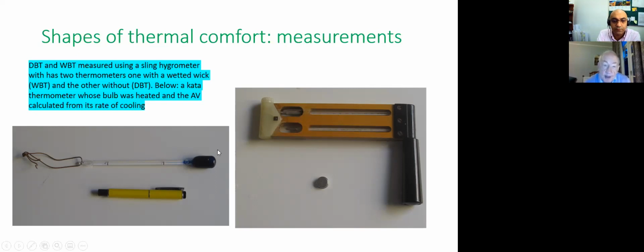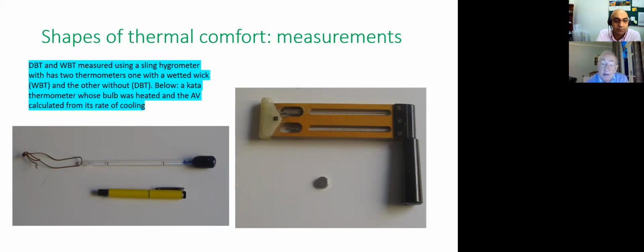The other thing that you had to measure was the air velocity, and this is the thing that was generally used in those days. It was called a CATE thermometer, and what you did was you heated up the bulb. You see there are two lines here. You heated up the bulb of the CATE thermometer. You hung it up, and you saw how long it took to get from one mark to the other mark, and from that you could calculate the air velocity.